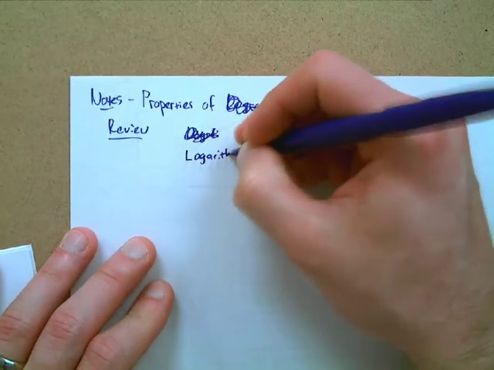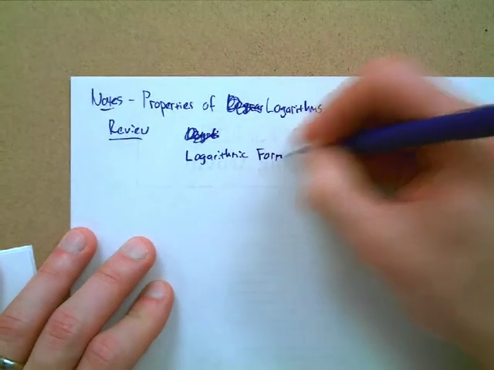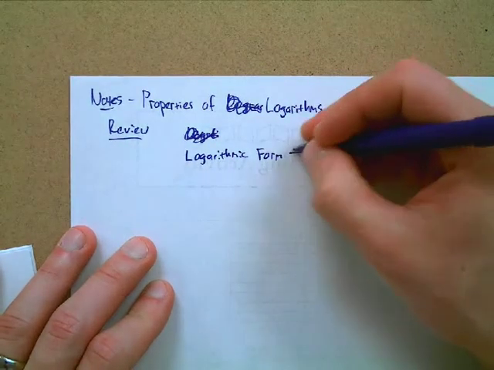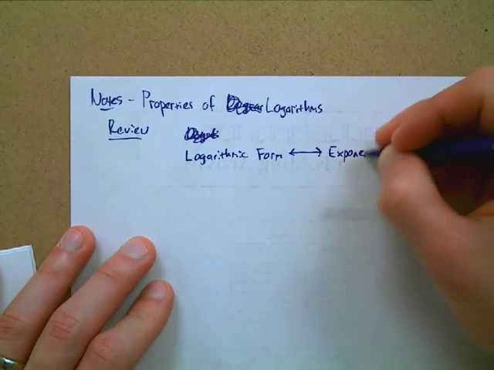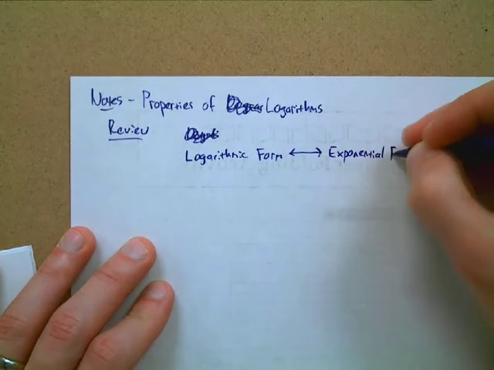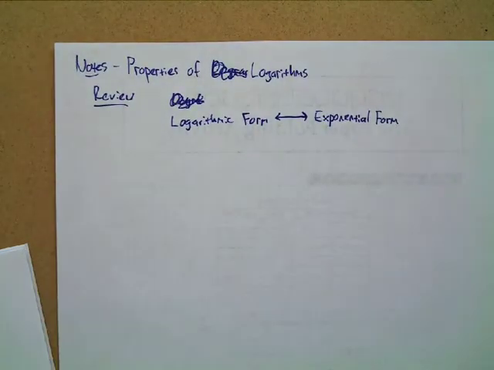We should be able to convert from logarithmic form to exponential form and vice versa. We should be comfortable with that. This is something we talked about yesterday. So you should be comfortable converting back and forth from logarithmic form to exponential form.